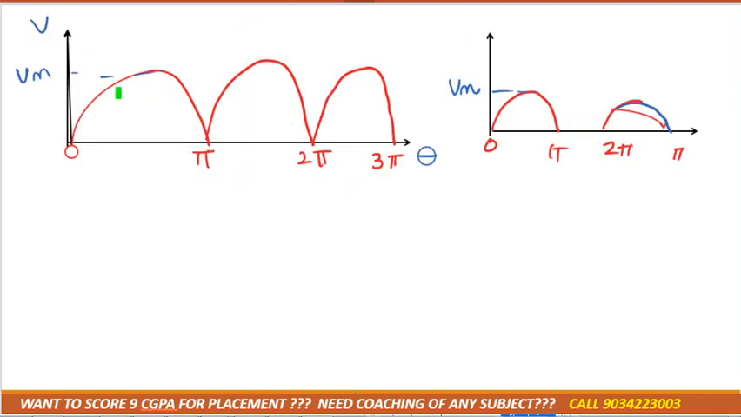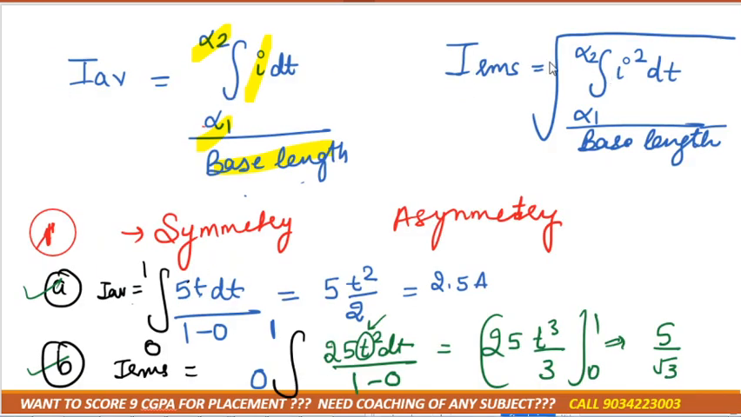Again we have to see whether it's in symmetry or asymmetry. If it is in symmetry, then in that case we know we need to calculate V average. V average is how much? Base length is how much? It varies from 0 to pi. So base length is how much? That is pi minus 0. Correct? This is the formula now.